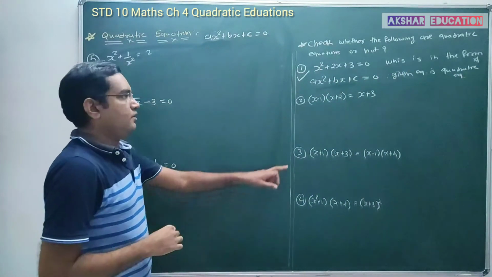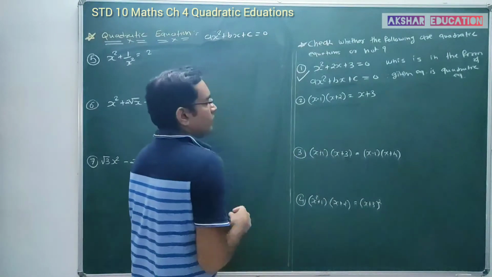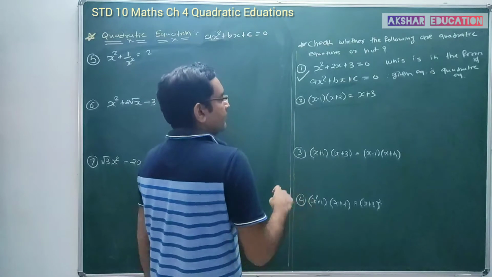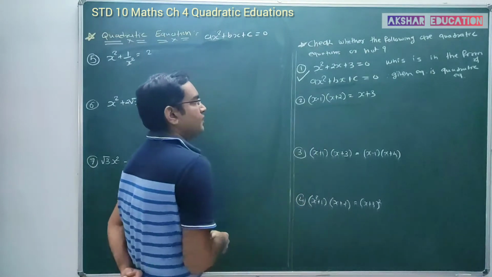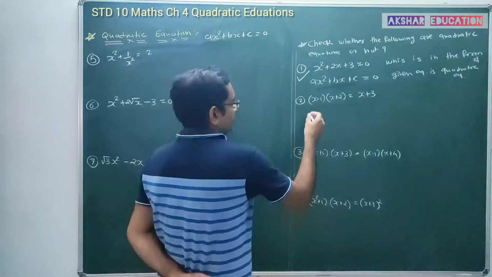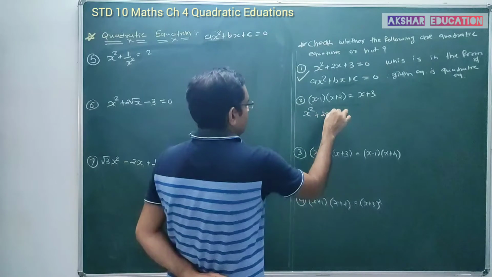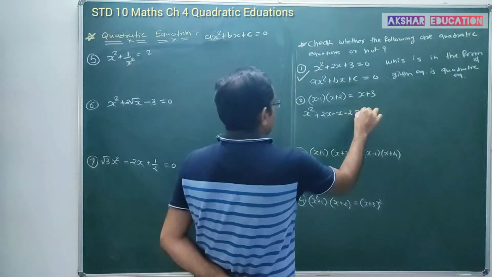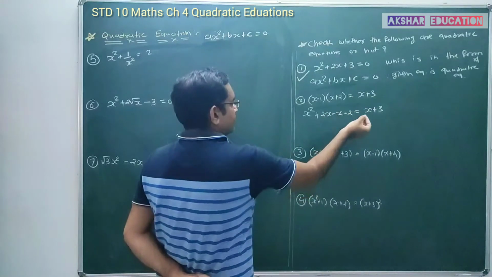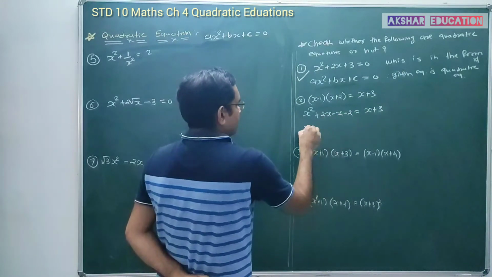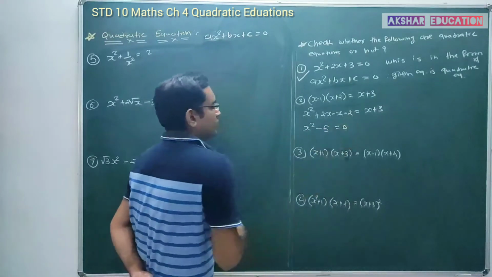Now the second one. We are given that x minus 1 into x plus 2 equal to x plus 3. First we have to simplify this equation, and after simplifying we have to compare the simplified form with ax square plus bx plus c equal to 0. Here expansion is there. So it's x square plus 2x minus x minus 2 equal to x plus 3. So 2x minus x, and x will be cut. So it's x square minus 5 equal to 0.